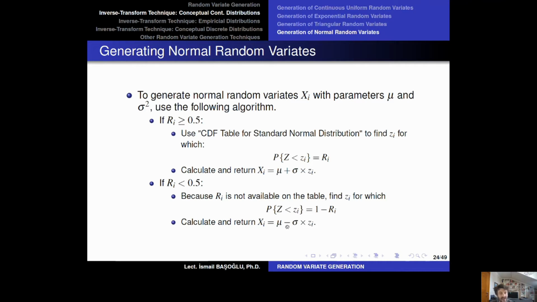So this minus sign comes from the symmetricity operation. This Zi value is not the Zi that we are looking for. We are actually looking for its negative, and this negative sign indicates that.